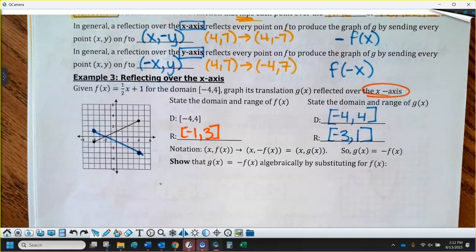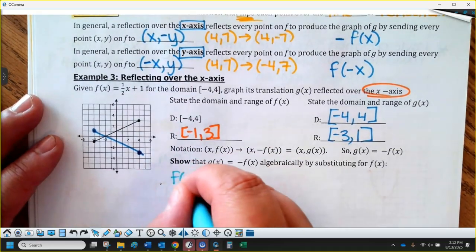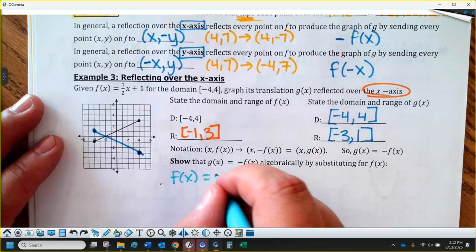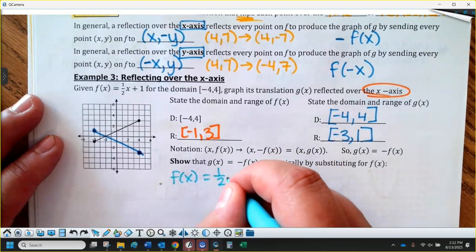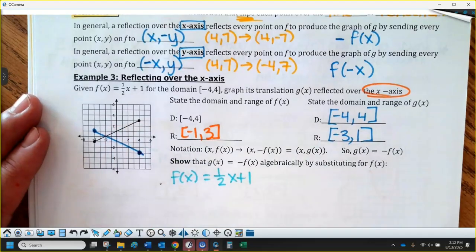Now, I'm going to show you this algebraically. There's a question like this on the homework. So the original problem gives you the equation, right? This is just like a mx plus b. So the equation says f of x, or if you want to do y equals, that's fine too. This would be 1/2 x plus 1. So it starts at 1, goes up 1 over 2, right?